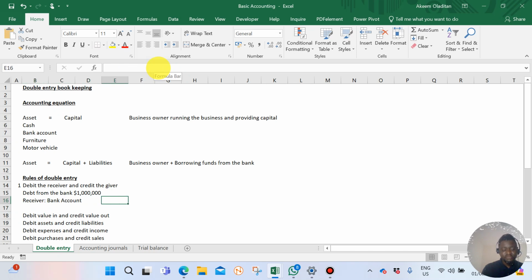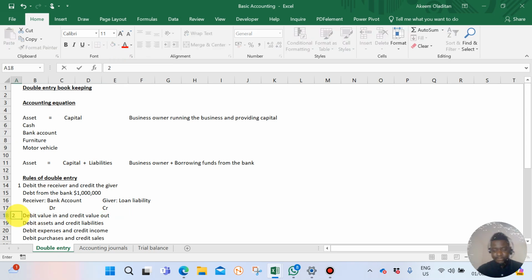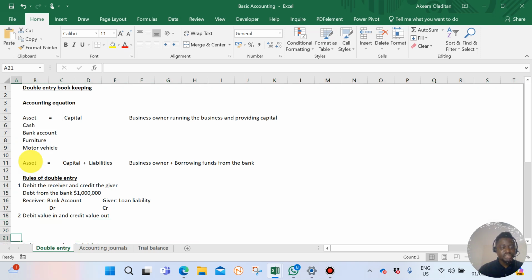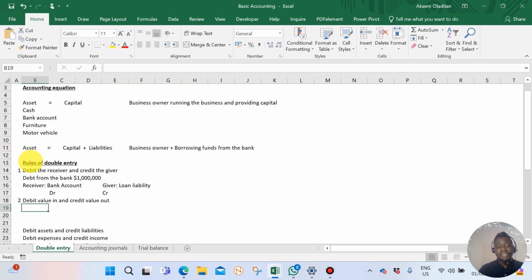Then who is the giver? The giver is the bank that lent out the money, but we will not put it as bank here. We'll put it as liability or loan liability. So now we say debit the receiver, which is debit, and credit the giver. So this is rule one of double entry. Number two rule of double entry, we need to look at it the way we did the first one. The number two rule of double entry is debit value in and credit value out.